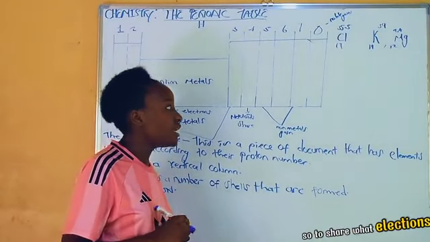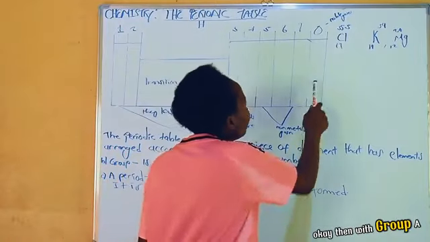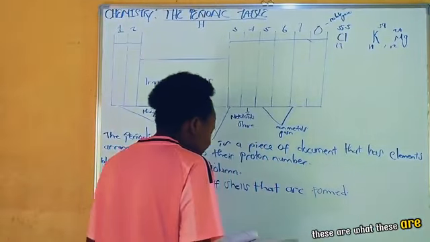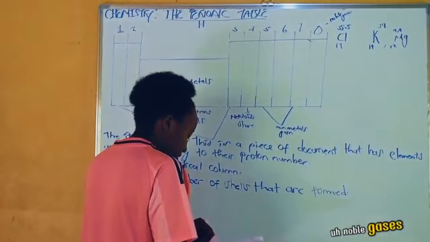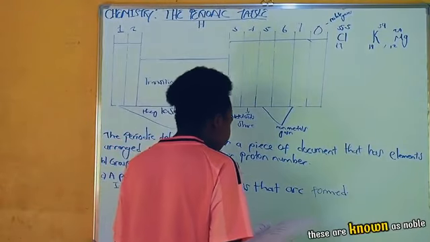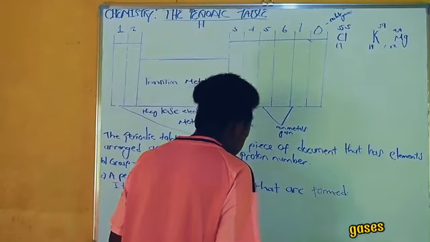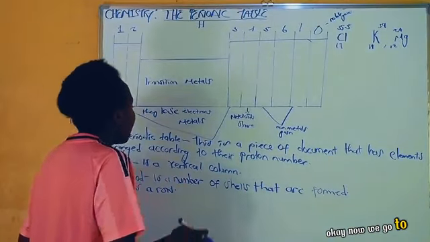So it will share what? Electrons. Okay. Then with group 8, these are what? These are noble gases. These are known as noble gases. Okay. Now we go to this example.